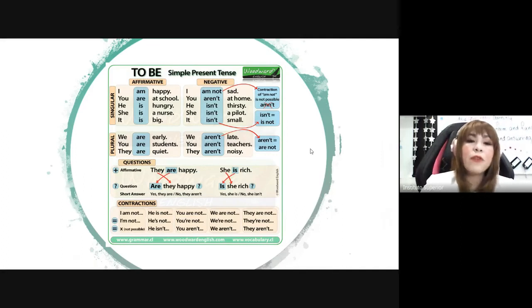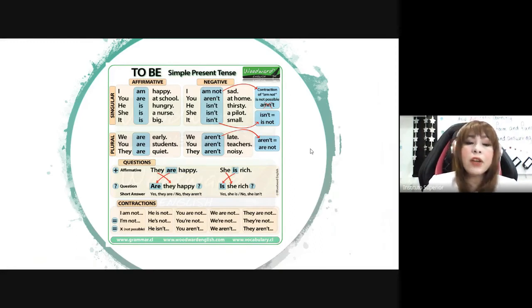We have some examples of affirmative sentences. I am happy, you are at school, he is hungry, she is a nurse, and it is big. Remember, verb to be in the simple present tense has three forms: am, are, and is. I use am if the subject is I. I am happy. You use are if the subject is you, singular or plural, and they and we. Okay? The plural forms. And we use is if the subject is the third person singular, he, she, or it.